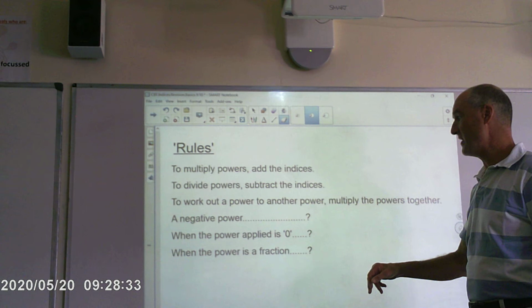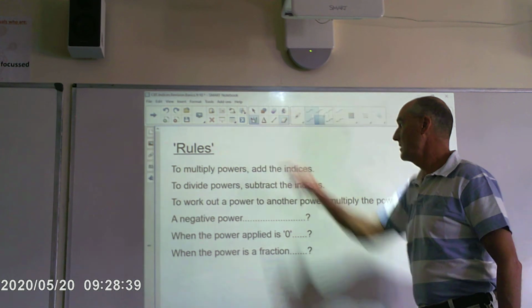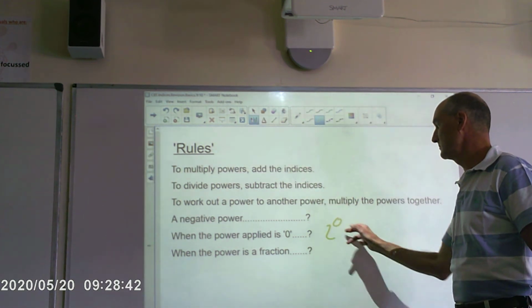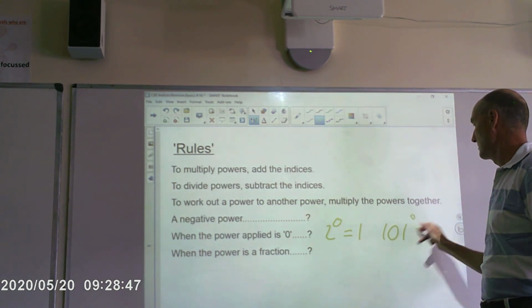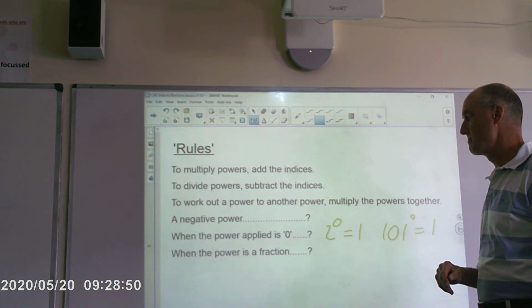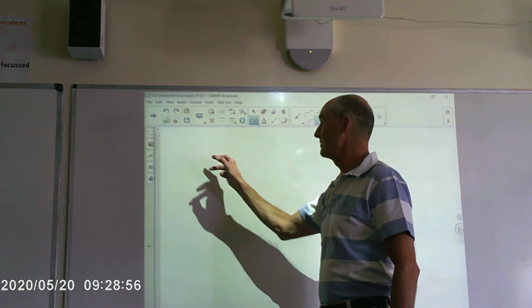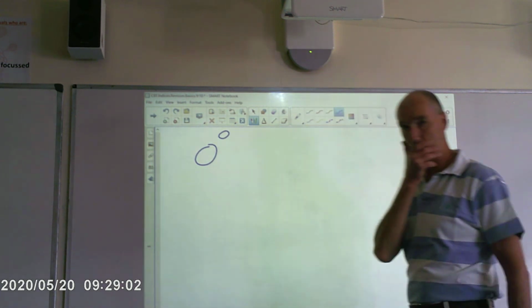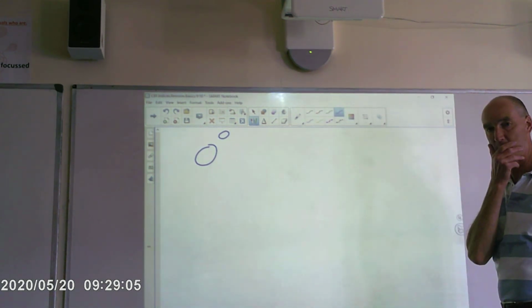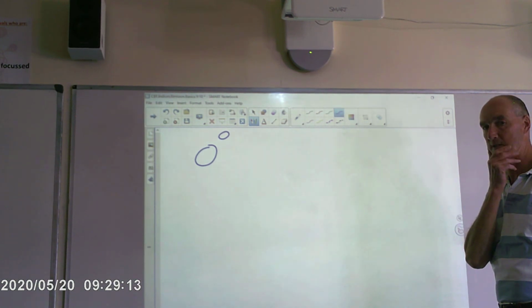We've said here when the power applied is 0, so anything to the power of 0 is 1. 1 to the power of 0 is 1. We said that. But what happens if you were to have 0 to the power of 0? What would that be? What is 0 to the power of 0? Any ideas?